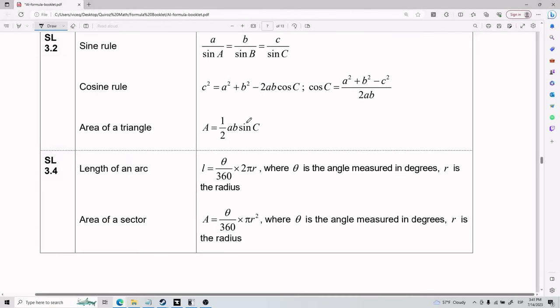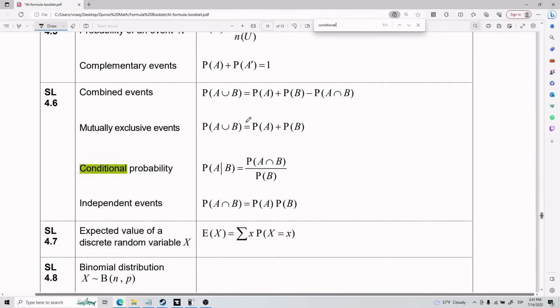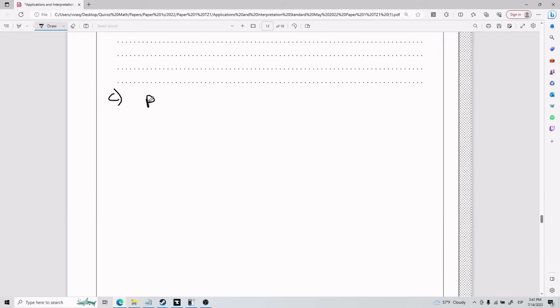Now, let's pull up our formula booklet. Let's look for a given probability, and it's not there. Another name they can put for it is conditional. So conditional probability is the same as given. It's important to get to know your formula booklet. So I'm going to go ahead and write that formula now. We have P of A vertical line B equals P of A, this symbol, B, divided by P of B.